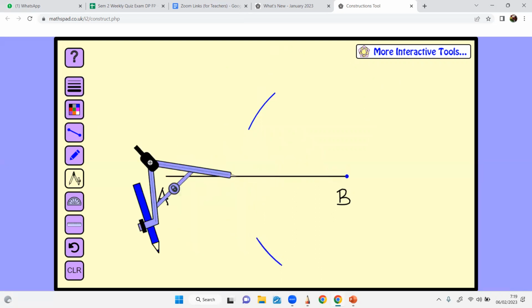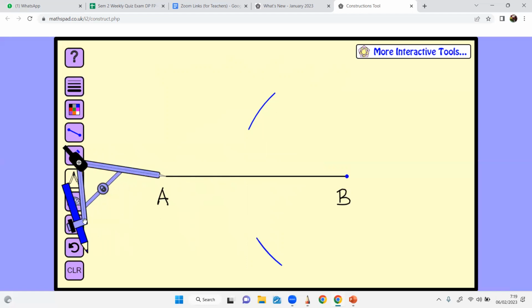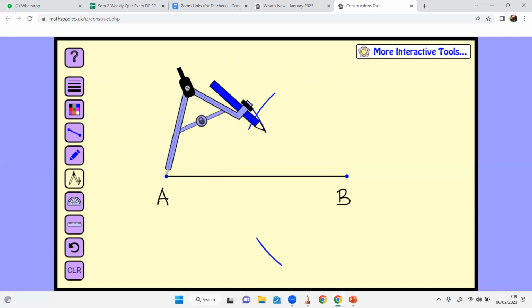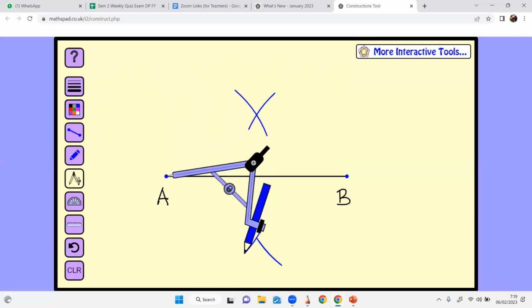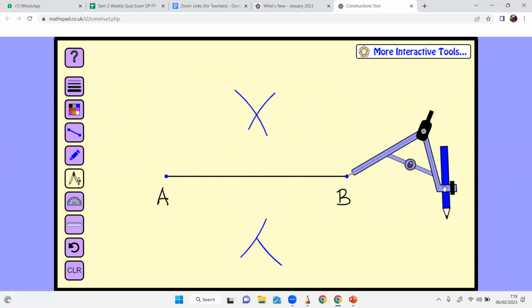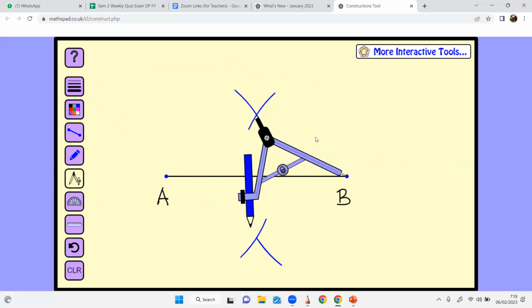And move the needle to the other part of the line. Make a meeting point, and another meeting point. Almost doesn't meet, so you can extend the line here. Extend the arc. There you go. And the blue line here is the perpendicular bisector of AB.